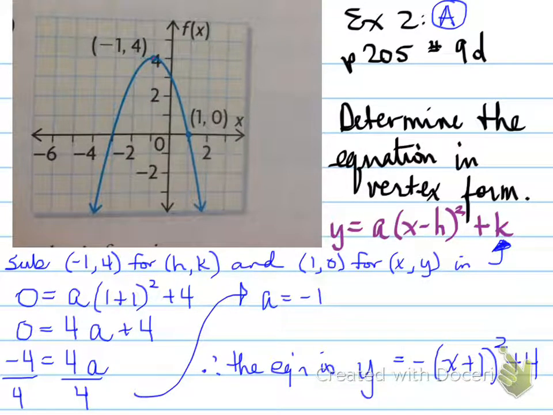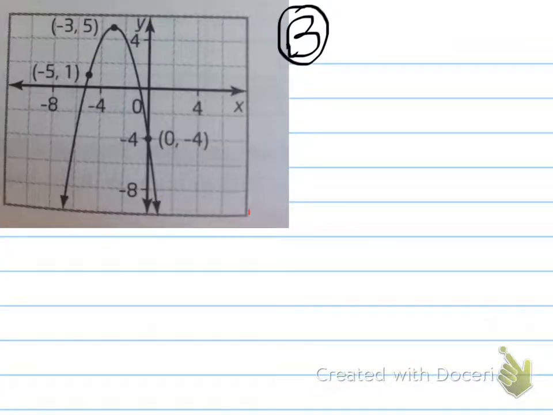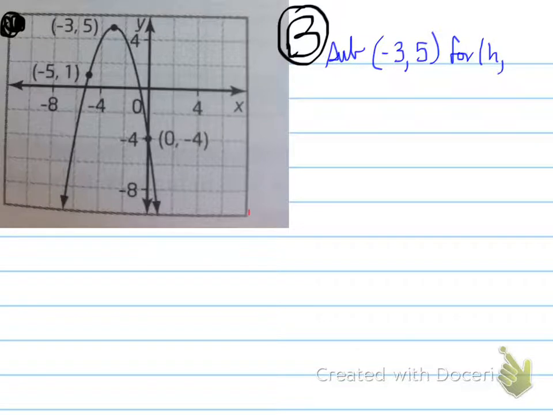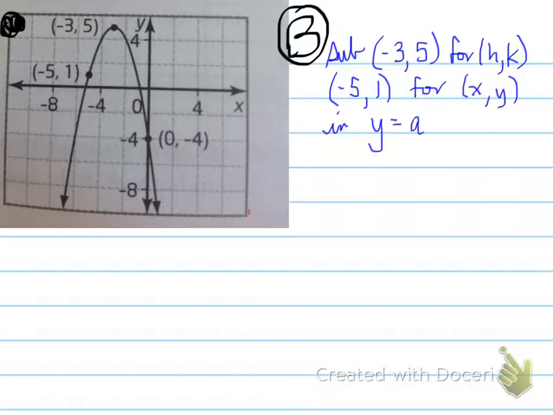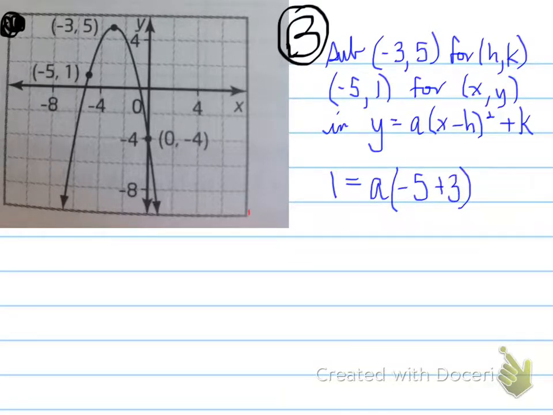Okay, let's look at another example. Example B. This time we're finding the equation of this particular parabola. How are we going to do that? Well, easily done. We need to sub in -3, 5 for h and k, and we need to plug in -5, 1 for x and y, and we'll plug it into the equation y = a(x - h)² + k. And we plug it in and we get 1 is equal to a(x, which is -5, minus h, so minus -3 is plus 3)², plus k, so plus 5.